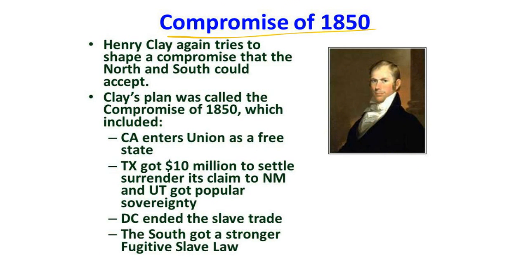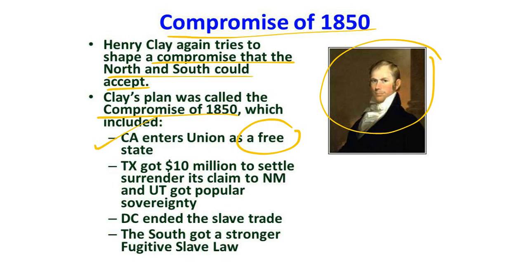The Compromise of 1850 begins to be authored by Henry Clay, who is seen here in this picture. And he tried to shape a compromise that the North and South could both accept. Henry Clay's plan was called the Compromise of 1850. And it included some points that were meant to make the South and the North happy by giving them each something that they wanted. California was to enter the Union as a free state.